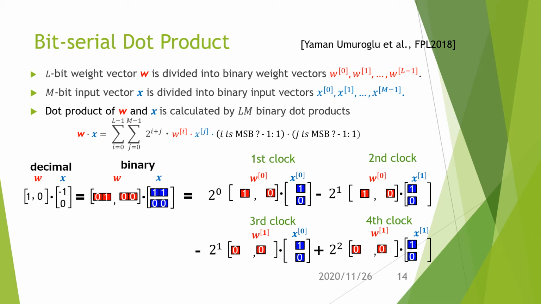Similarly, the n-bit input vector X is divided into binary input vectors. The dot product of W and X is calculated by LM binary dot products. For example, this figure shows the dot product of a 2-bit weight vector and a 2-bit input vector. We can divide the dot product into these 4 binary dot products. We can calculate the dot product in a bit-serial manner in 4 clocks.